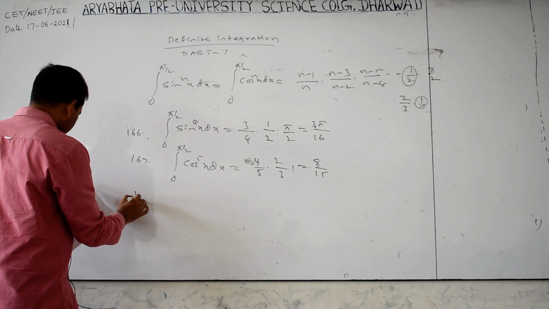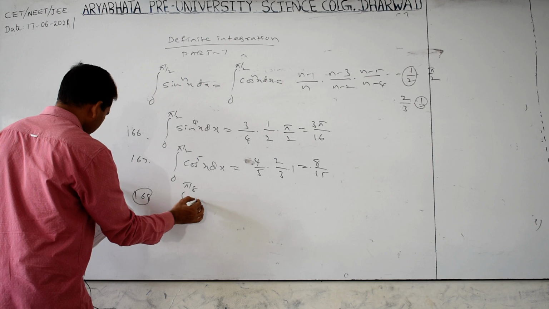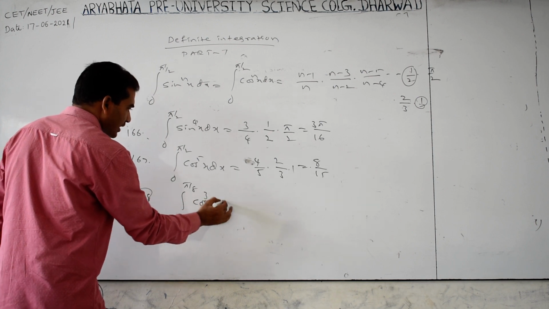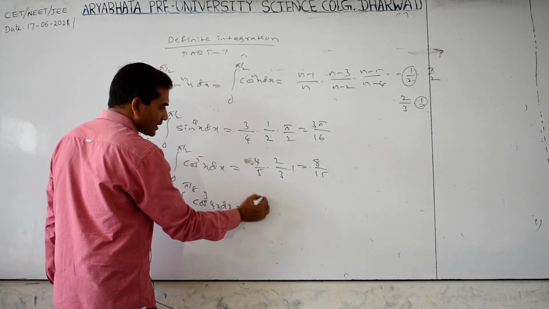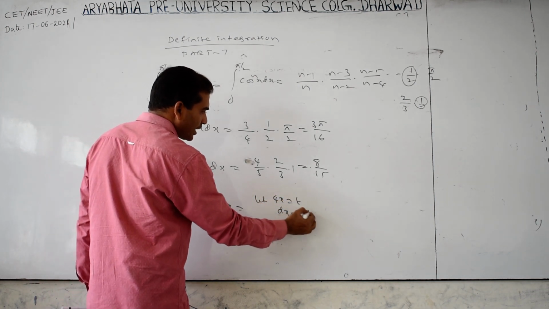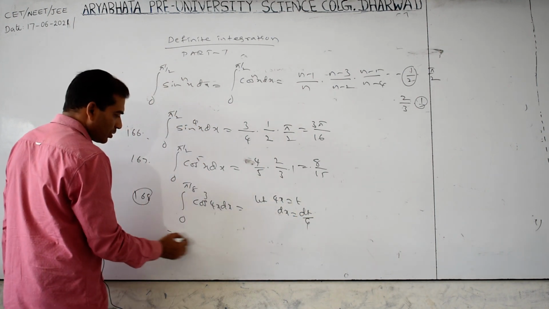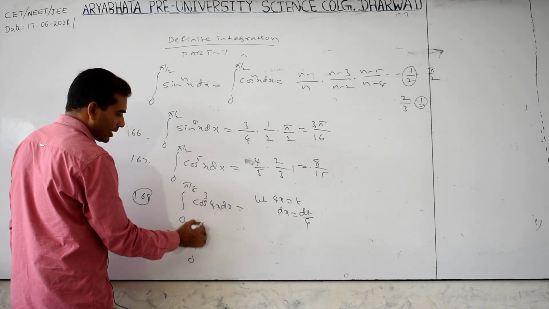Understood? 168. Integration of 0 to pi by 8 cos cube 4x dx. Here we have to make 0 to pi by 2. Let 4x equal to t. Then dx equal to dt by 4. So lower limit is 0. Upper limit x is equal to pi by 8, t is pi by 2.